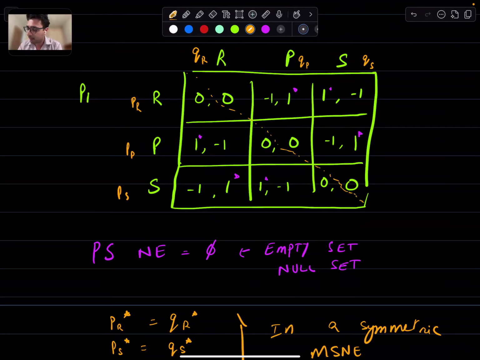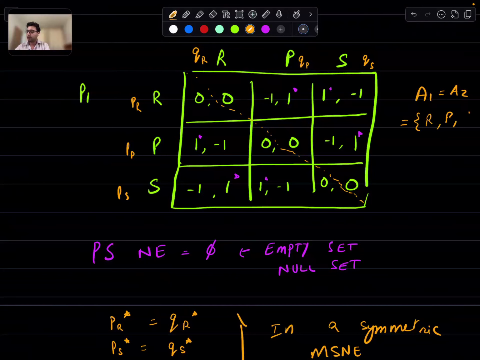symmetric. It's symmetric because both players have the same action sets. So A1 equals A2, and that's just the set rock, paper, scissors. And because ui of x comma y equals uj of y comma x. Let me write it in terms of 1 and 2: u1 of x comma y equals u2 of y comma x for all x, y.